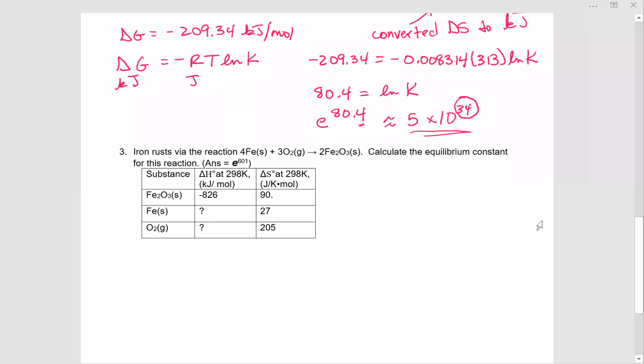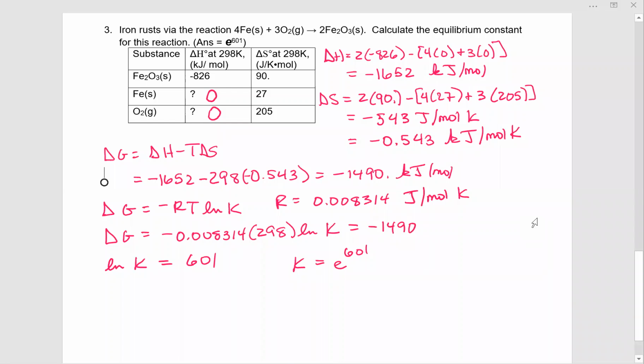Now, as we look at this table, there's a couple of things missing. We've got question marks under that delta H. And so remember, again, going way back, anytime we have a pure substance, the delta H of formation value is 0. So just in case you've forgotten that, I've put that in there for you.